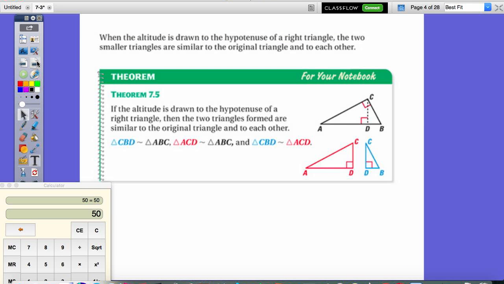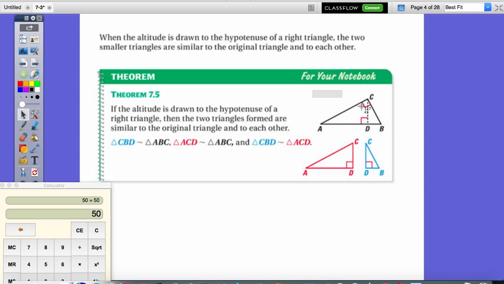So we're going to get into some theorems now. When the altitude is drawn to the hypotenuse of a right triangle, the two smaller triangles are similar to the original triangle and to each other. So when we have triangle A, B, C, and we draw an altitude here, we end up with three similar triangles. Now, what I also always say to people is take these triangles and rotate them around so that they all orientate the same way. So I'm going to actually try and do that here.